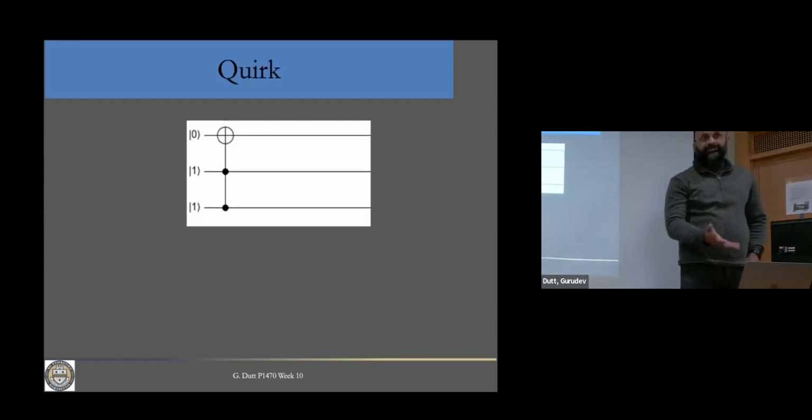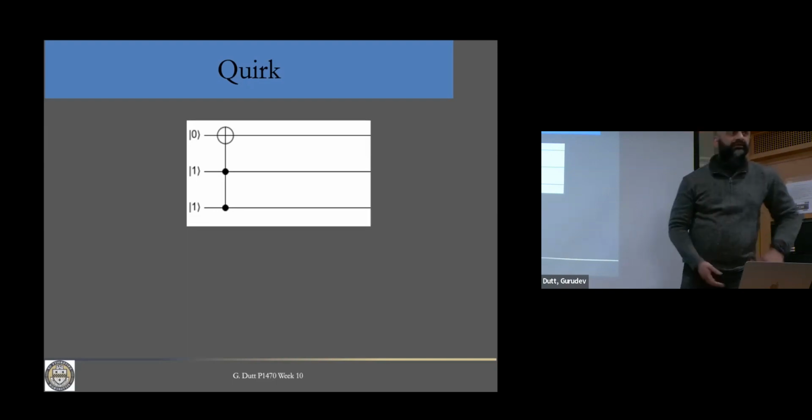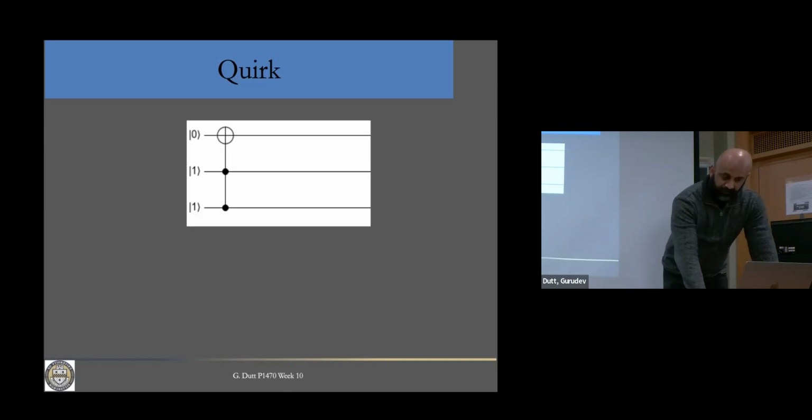Of course, by now, hopefully you've seen enough Quirk examples that you feel comfortable going and doing this. Maybe I'll assign that as a little homework for you. Verify on Quirk that the Toffoli gate acts the way that we expect it to.